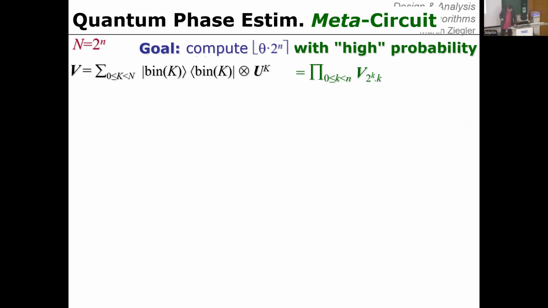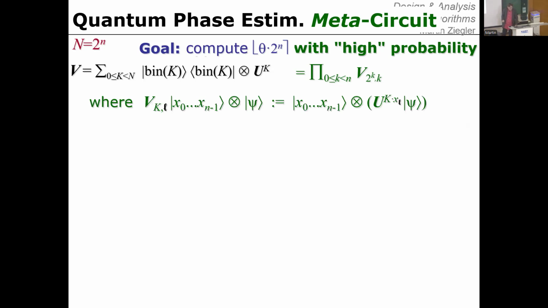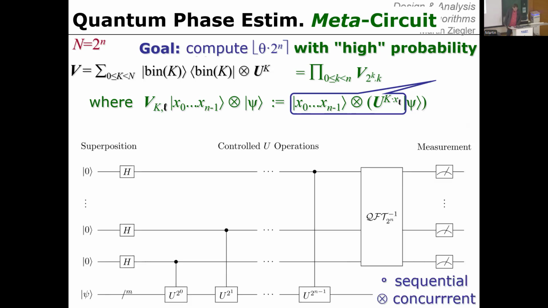And this is where the second trick comes in. So the first trick is repeated squaring carried over to the setting. And the other trick is... here you see the V as a circuit.